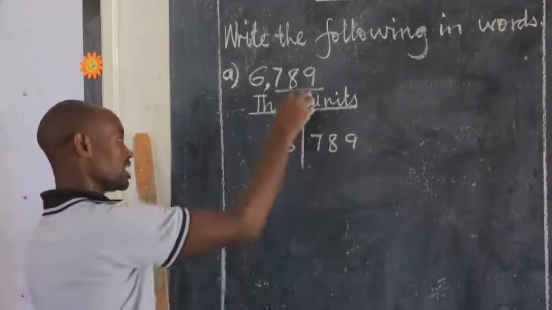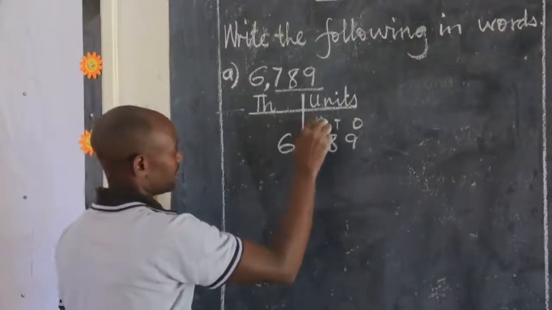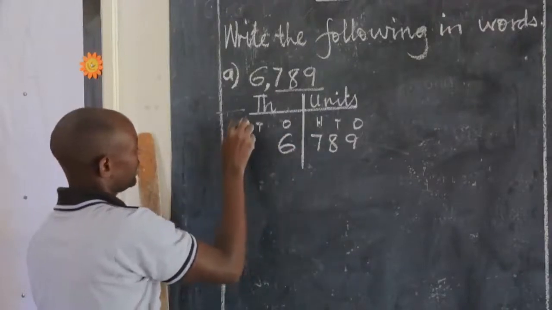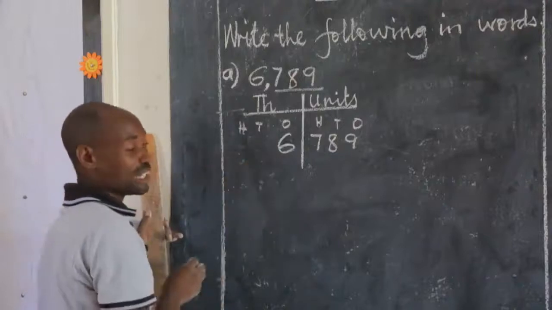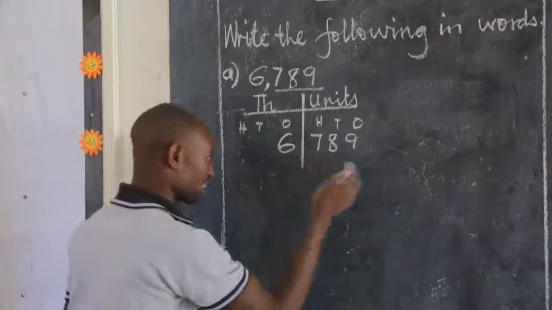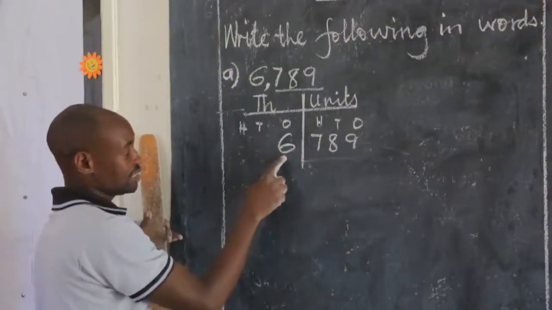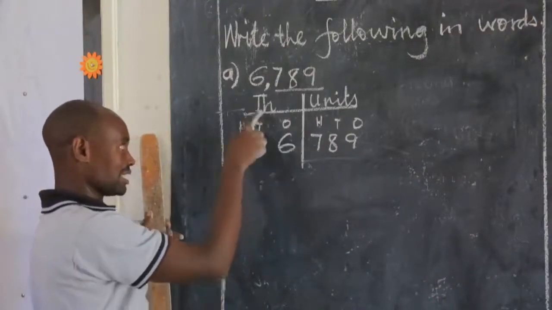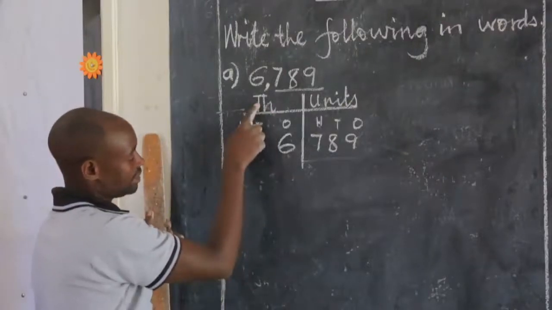Now, in each category, this one we have ones, tens, hundreds. Even in this one we have ones, tens, hundreds. But here we have nothing, nothing, nothing. So when I'm reading, I don't need to read anything here. So forget all about this. How do we read this one? Only this. This one is 6. But how do we read this one? It is in the place value of 1,000. So we shall read 6,000.